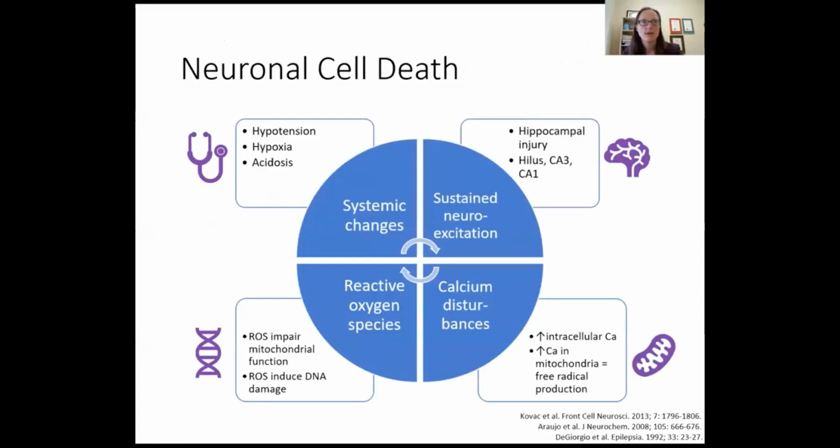The most concerning or detrimental side effect of prolonged seizures is the neuronal cell death. So we see sustained neuroexcitation with prolonged seizures, and this will lead to hippocampal injury, as well as loss of neurons in the hilus, CA3, and CA1 regions. Altered calcium homeostasis will lead to increased intracellular calcium in the cell, but also within the mitochondria. Specifically in the mitochondria, this leads to free radical production, which are toxic to the neuron. Increased reactive oxygen species result in further dysfunction of the mitochondria, but also damage to the DNA of the cell itself.